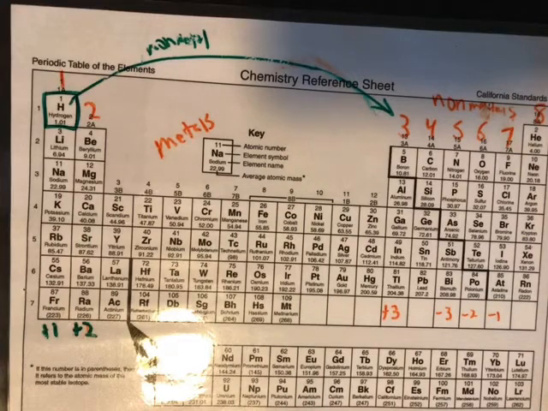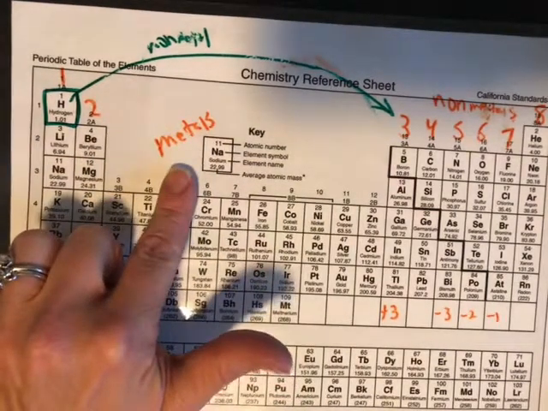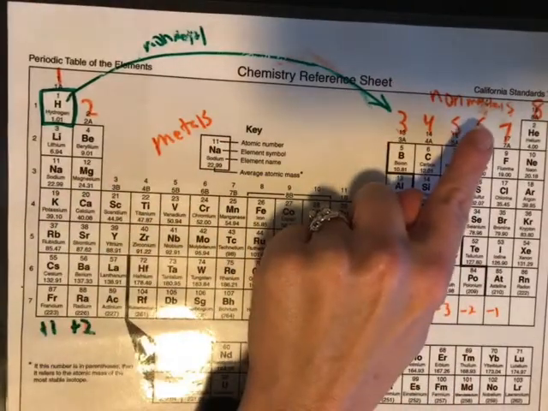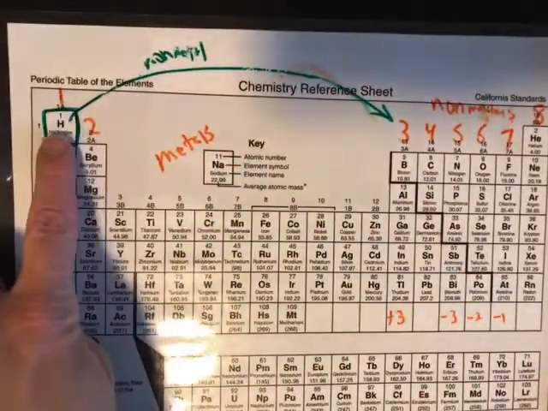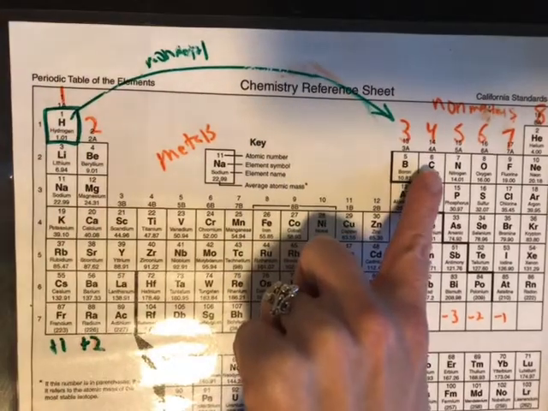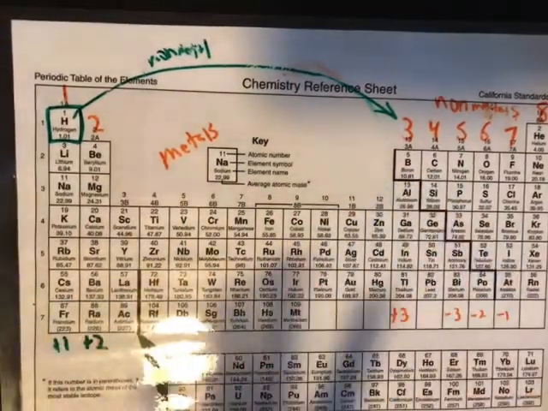All right, guys, this is to show you how to do the crisscross method for ionic compounds. Remember, this is for ionic compounds only, which means you have one metal and one nonmetal. Don't forget that hydrogen is actually a nonmetal. Okay, so one metal, one nonmetal.